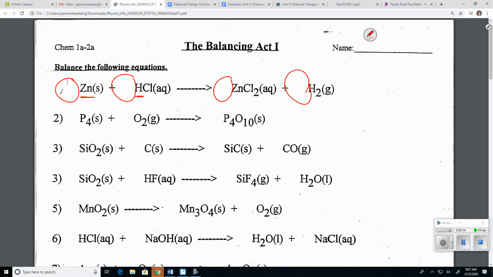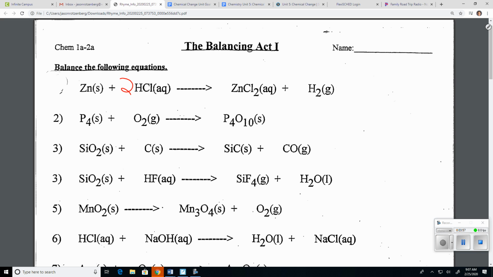For example, I would put a big 2 in front of my HCl, because now I do have 2 hydrogens on the left-hand side to match up with my 2 hydrogens on the right-hand side. Not only that, but that 2 counts for anything in this equation. So I have 2 chlorines on the left-hand side of my equation. I have 2 chlorines on the right-hand side of my equation. This is actually balanced already. Now if I were to write this out, I wouldn't actually circle it. This would be a balanced equation.